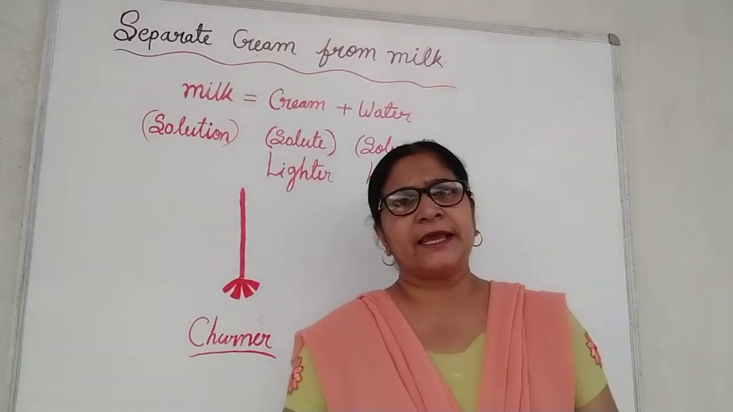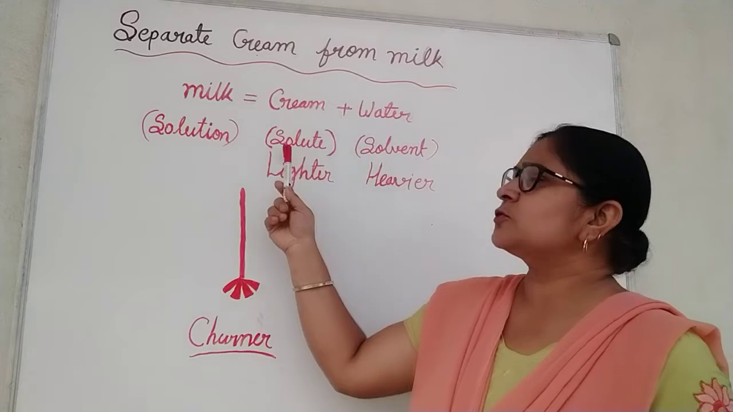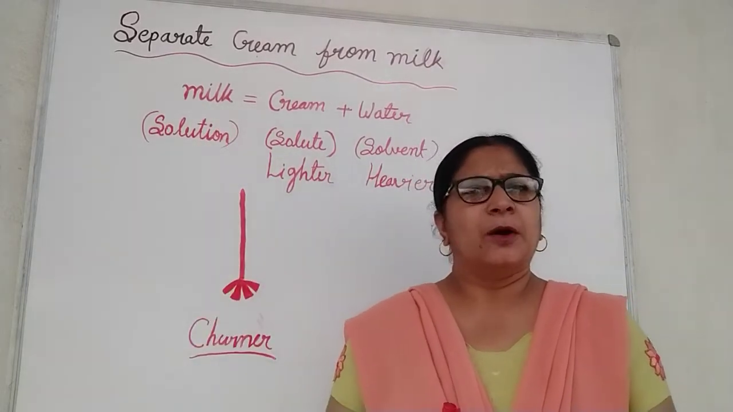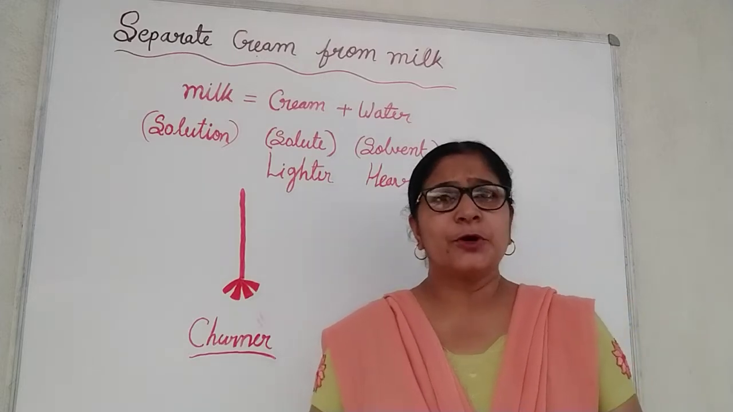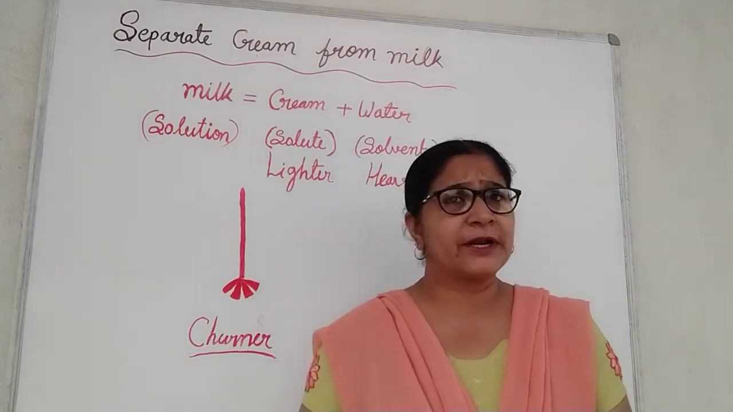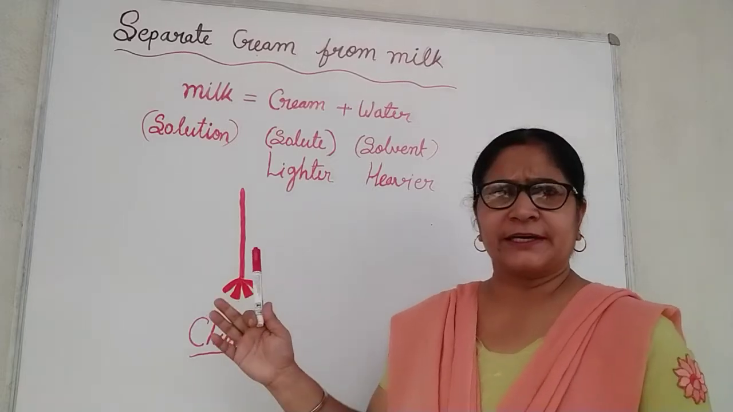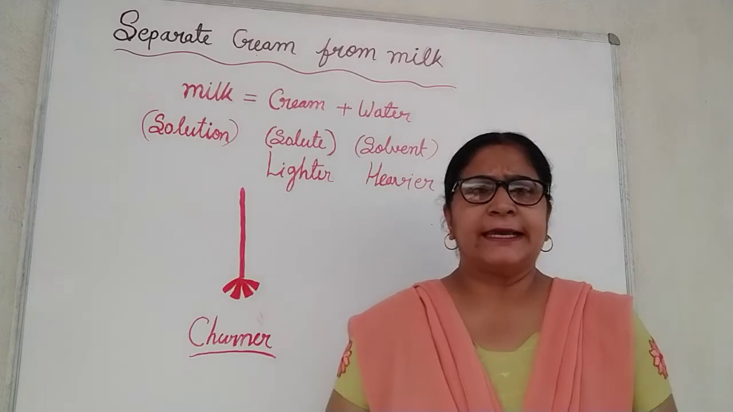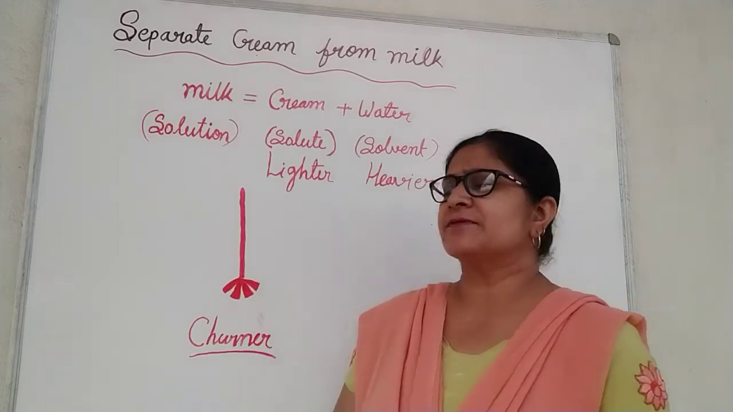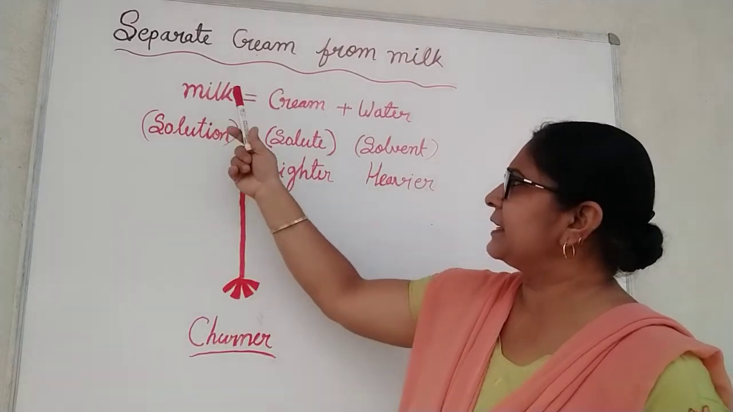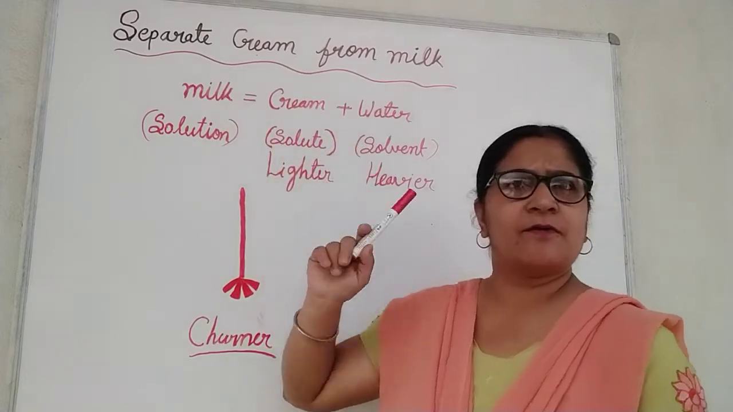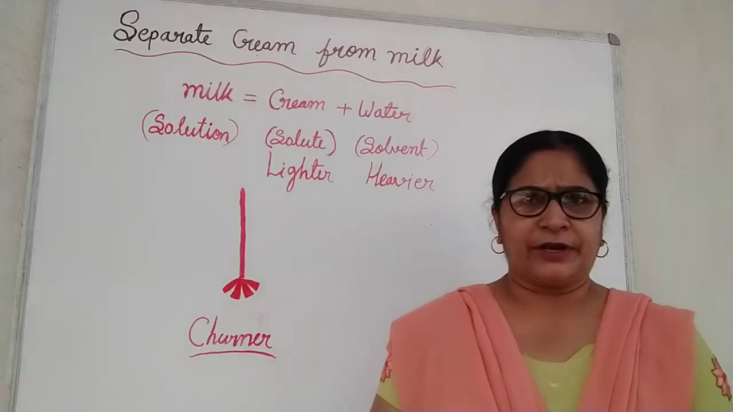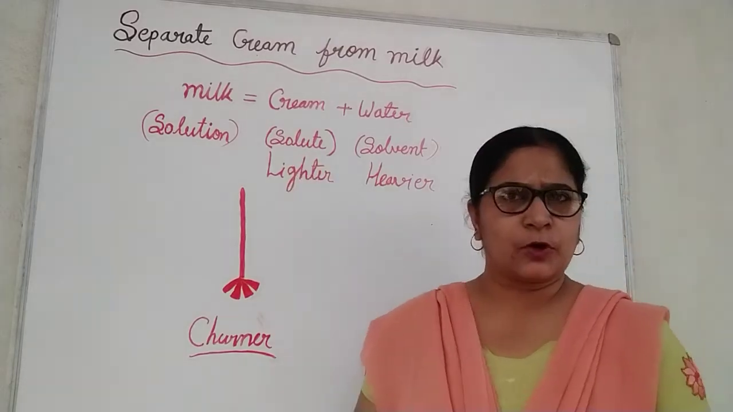In this case, cream is a solute and milk is a solution. Both are liquid, so what can be the process to separate? The solute is non-volatile. Milk is nothing but cream plus water. Water is a solvent and cream is a solute.